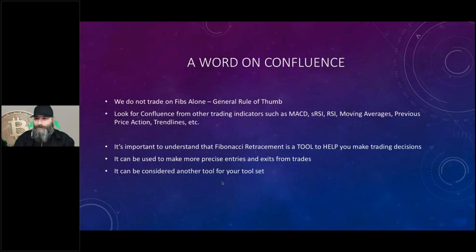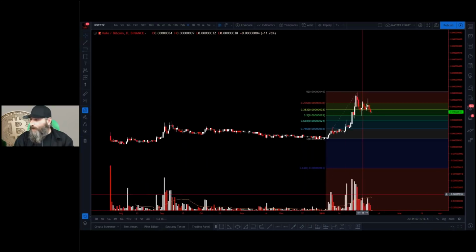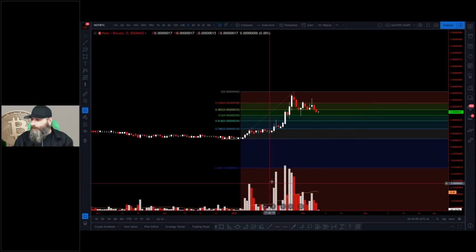Otherwise, you are looking for confluence, and you get confluence from MACD, stochastic, RSI, moving averages, previous price action, trend lines, support and resistance from supply and demand. All those things are confluence. Even volume can give you confluence, saying this move looks like it's going to continue up.